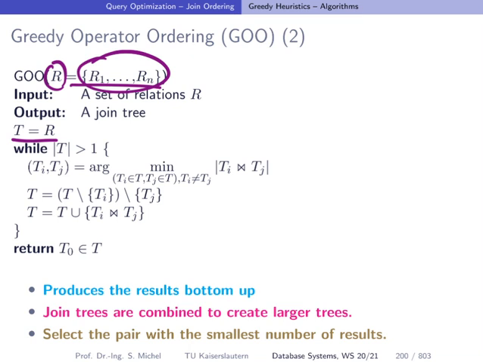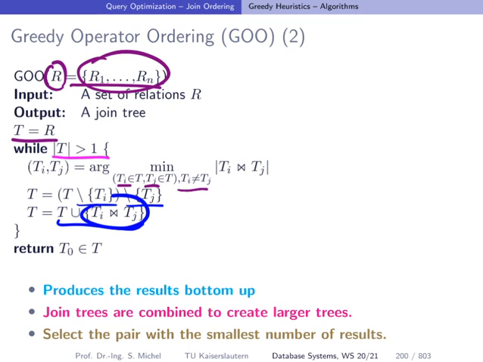So initially we have t consisting of relations. And as long as t has two or more ingredients, so trees or relations, we proceed and we pick the pair of join trees, ti, tj, that is minimizing the cardinality of the join. You can see that in this argmin function call. We pick ti and tj, of course they have to be different, and we minimize the cardinality of the join. Then, once we have found this pair ti, tj, we remove ti and tj from t, and we insert the newly created join tree that is ti join tj.